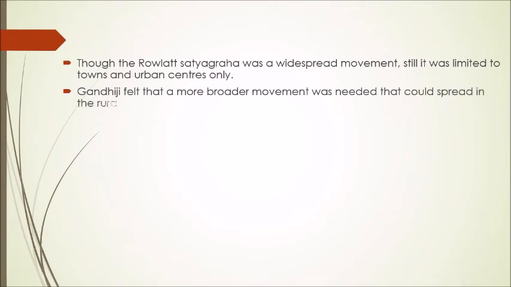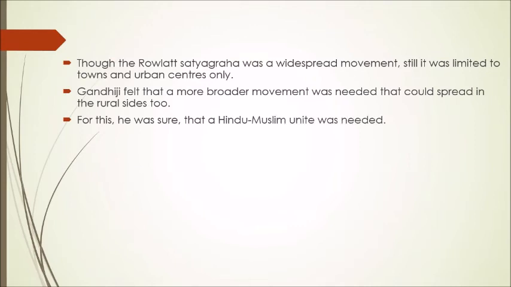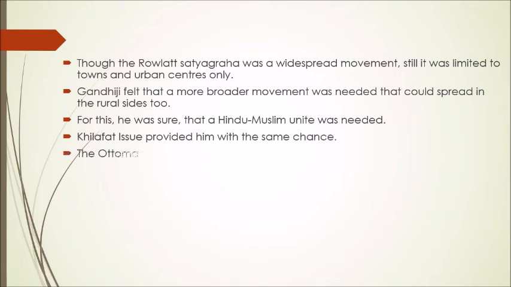सो उनको एक बात समझ आ गई कि अगर इंडिपेंडेंस चाहिए तो उनको एक ऐसी मूवमेंट लानी पड़ेगी जो रूरल साइड्स तक जा सके. He felt that a more broader movement was needed that could spread to rural sides too. अब उनको ये लगा कि अगर ये चाहिए तो हिंदू मुस्लिम यूनिटी बहुत ज़्यादा ज़रूरी है हमारी कंट्री में. He was sure that a Hindu-Muslim unity was needed at this time. सो खिलाफत इशू प्रोवाइड हिम विद द सेम मोटिव, विद द सेम चांस. अब क्या था खिलाफत इशू?